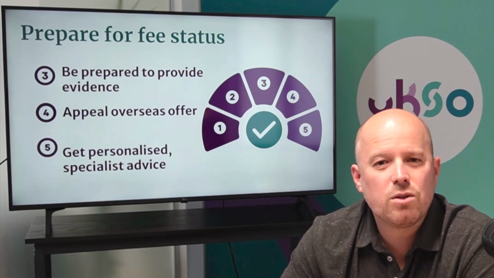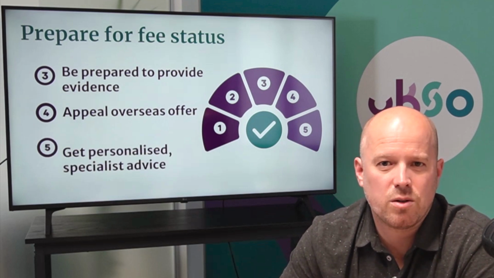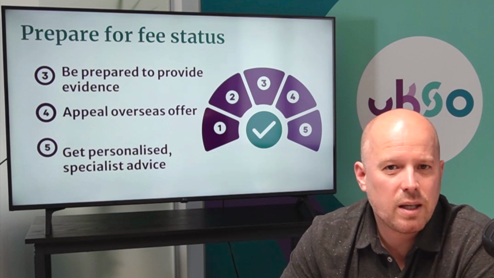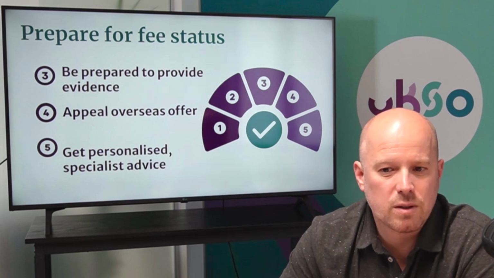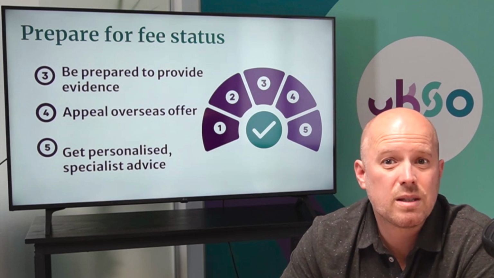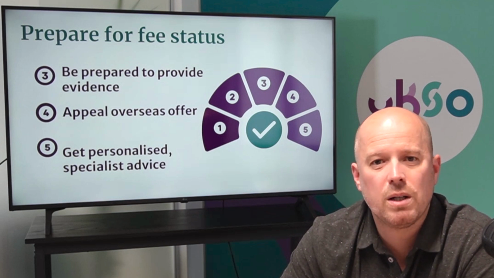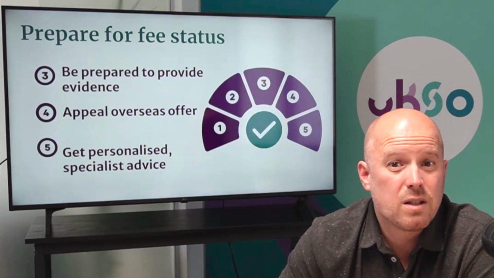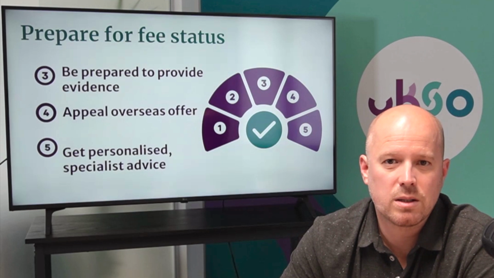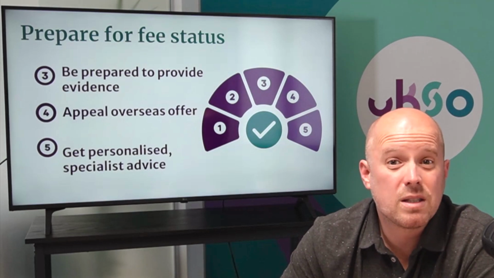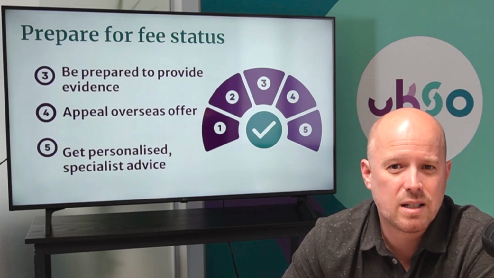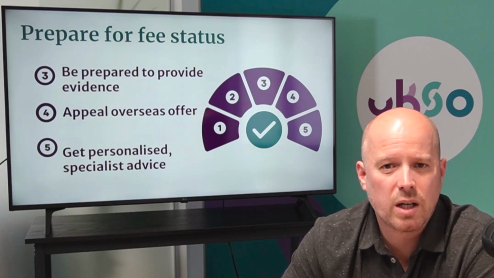And then finally, do get personalized specialist advice on your case. Don't make any assumptions based on what others have achieved. It could be different. Even within the same family, as I mentioned before, an older sibling could have a different eligibility to a younger sibling. So again, you want to make sure that you're not paying overseas fees, which are much higher fees, unnecessarily. You want to check where you're eligible.